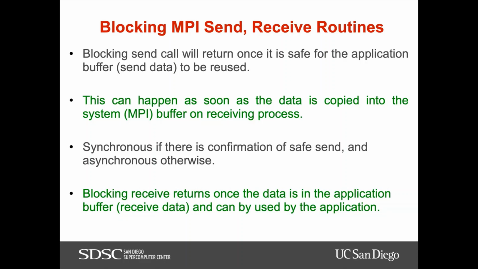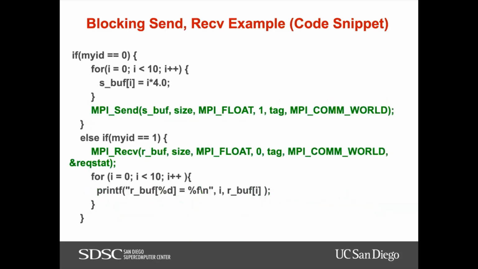And it's synchronous if there's confirmation of the safe send. Now the blocking receive returns once the data is in the application buffer and can be used by the application. So it needs to be out of the system buffer basically. So the blocking send receive example is out here. Basically, I'm saying if the task ID is 0, send something, and if the task ID is 1, you receive something.